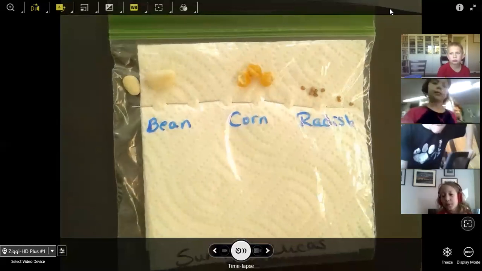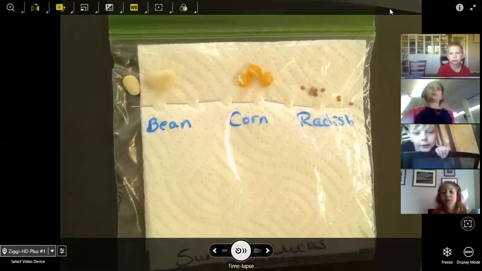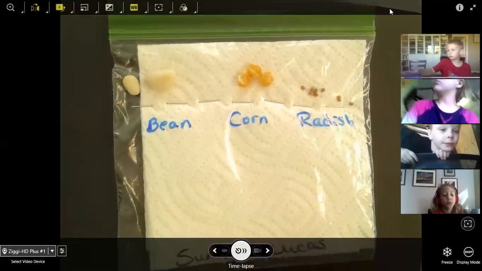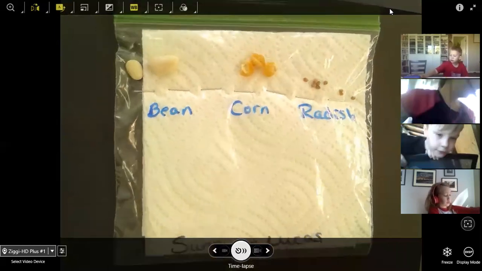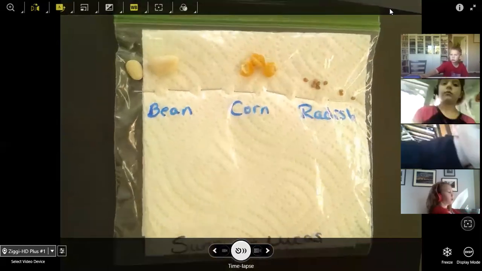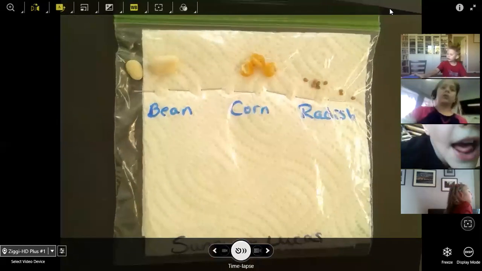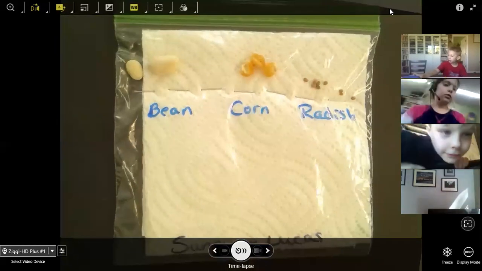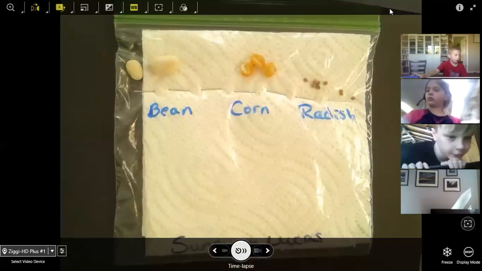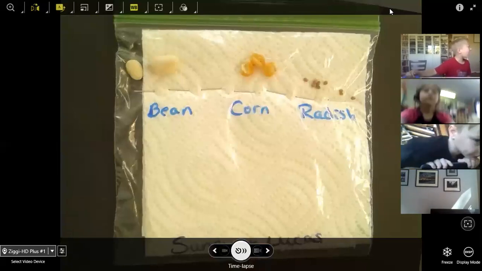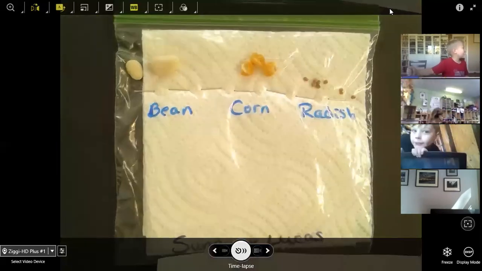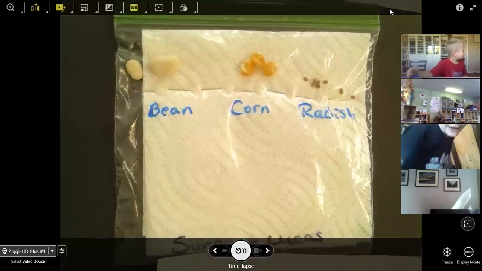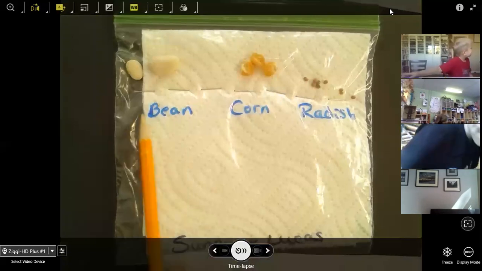So before we do that, in our science spiral, I want you to draw a picture of what it looks like now. And then you're going to come up with a prediction about what you think is going to happen, after watching the video and listening to what I said about the life cycle of a plant and what happens when a seed germinates. What do you predict is going to happen?